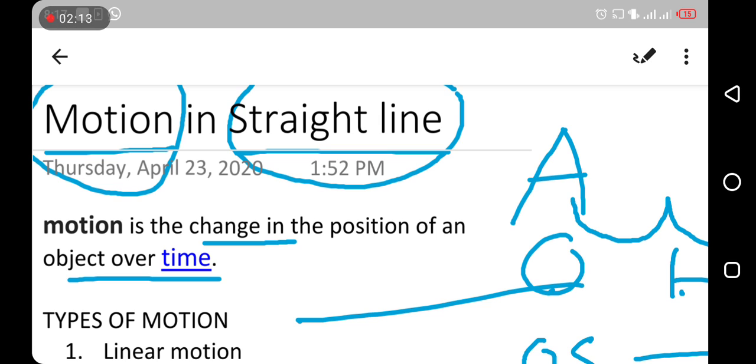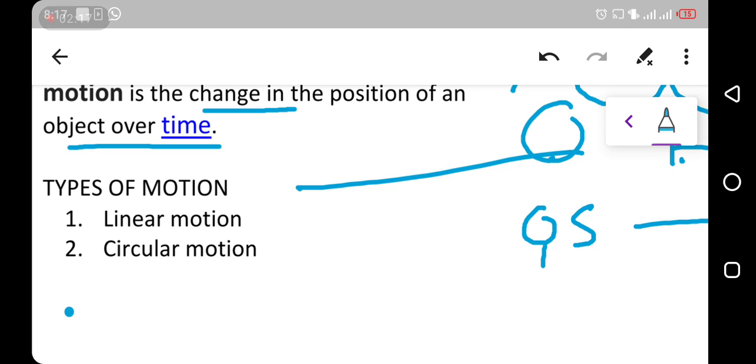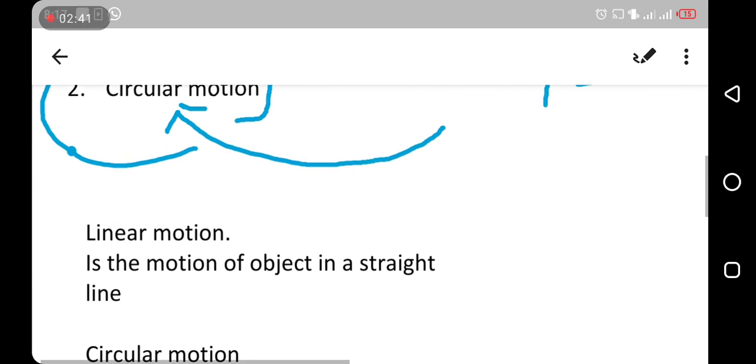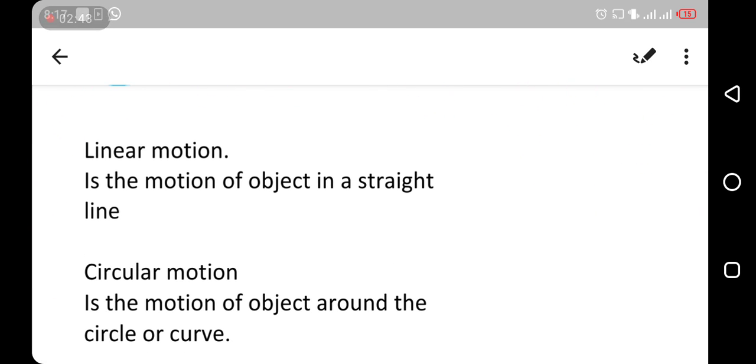After that, we need to know the types of motion. We have two types of motion. The first type is called linear motion, and the second type is called circular motion. The first is linear motion and the second is circular motion. So let's start with linear motion.